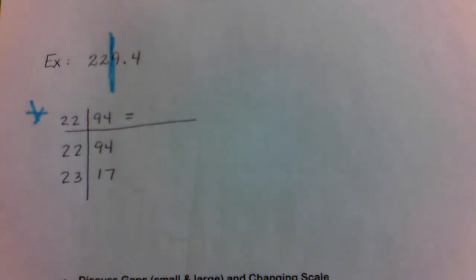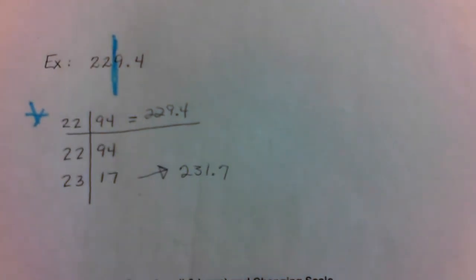So when I see 2294, if I don't have the scale, I would assume that's 2,294. But if someone had correctly labeled this, that 2294 is 229.4, then I would know my decimal point actually goes right here. So when I see 2317, I would know that that is 231.7. So that's just kind of an example of where you need to be careful with decimals.